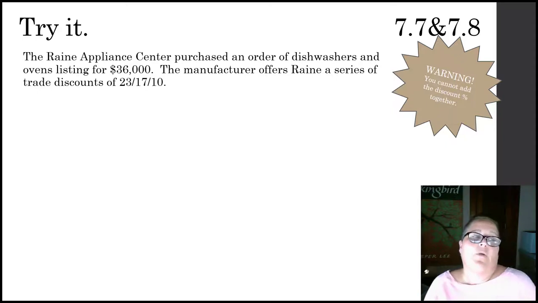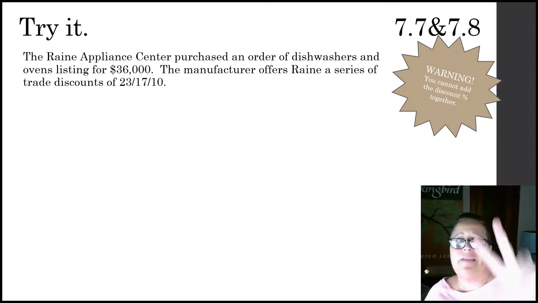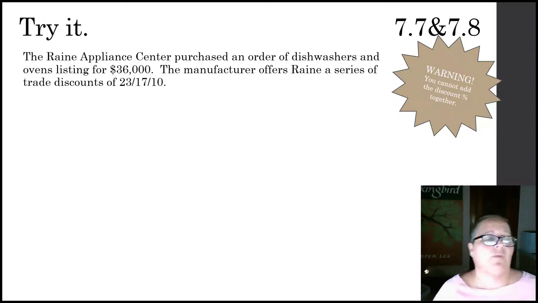All right. I've got two more here, this example and one other one. So the Rain Appliance Center purchased an order of dishwashers and ovens listing for $36,000. So that's our list price. The manufacturer offers Rain a series of trade discounts of 23, 17, and 10. So that means 23% off the first go round, 17% off the second subtotal, and 10% off of that.